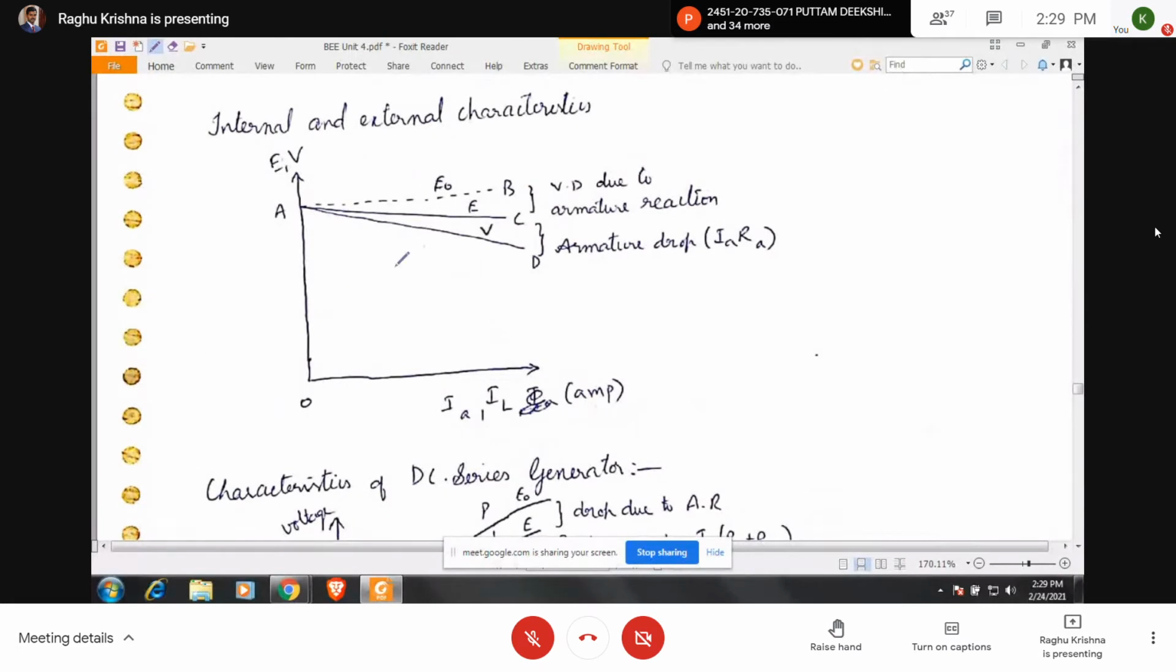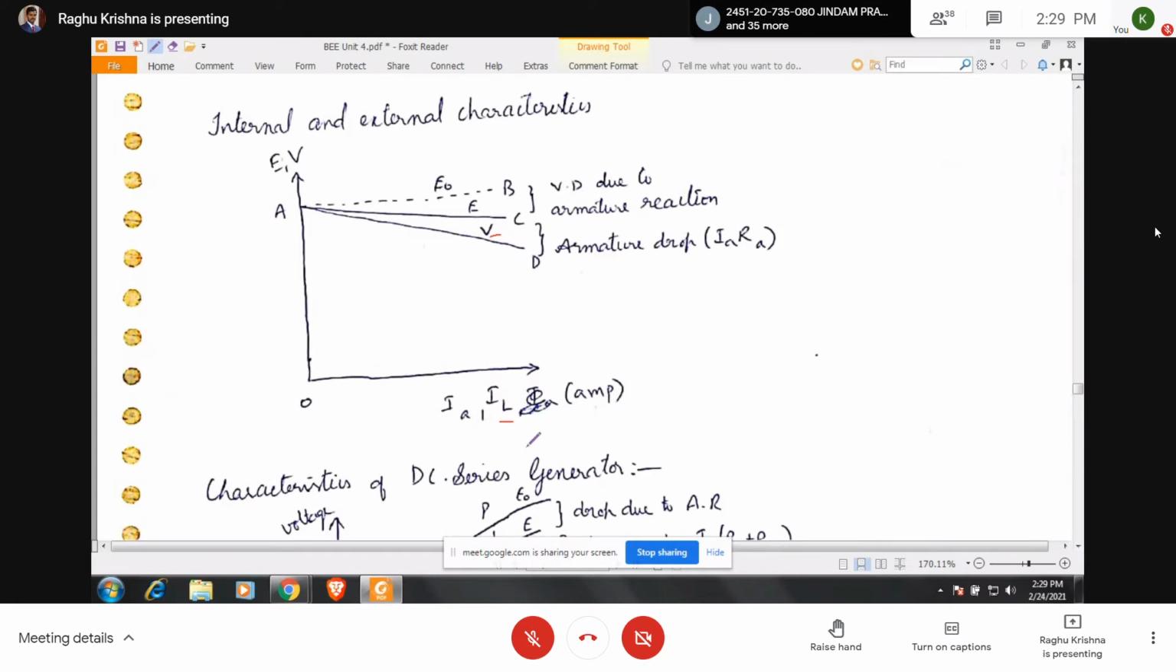So, internal and external characteristics. E naught minus the voltage drop due to armature reaction is E. E minus the armature drop, IA R, is called V. So E versus IA is the internal characteristic, and V versus IL is the external characteristic.